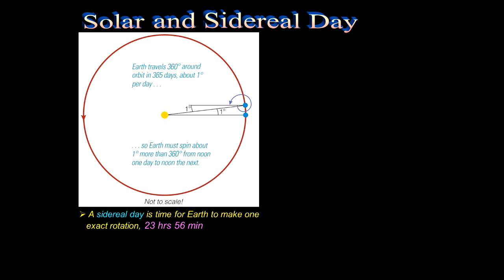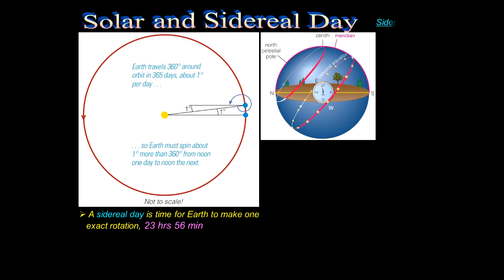A sidereal day is the time it takes the Earth to not orbit, but rotate once. And that's a little bit less than 24 hours. In fact, 4 minutes less: 23 hours, 56 minutes. So what it's really defined by is when a view on Earth at one point in time is matched again by the view of the background stars.